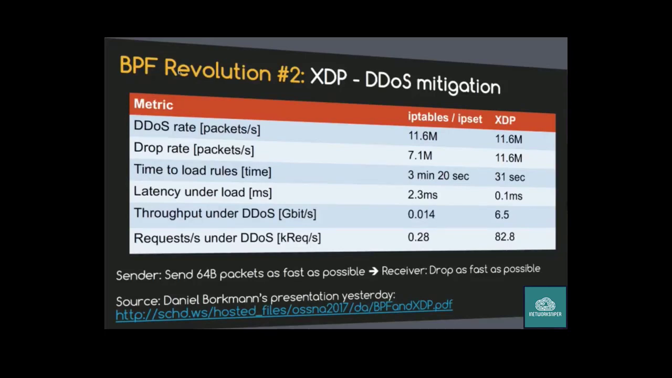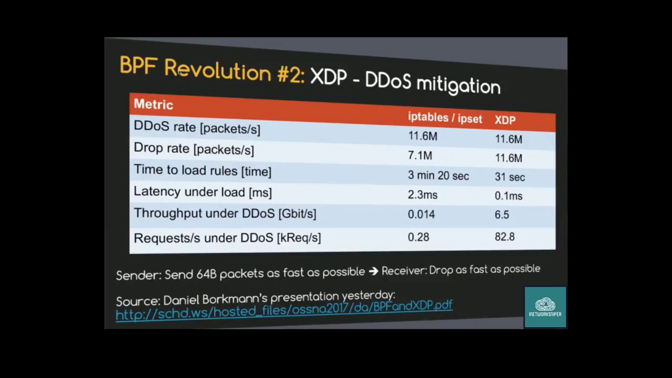What about the latency and throughput of a machine while it's under a DDoS attack? If you're running IPset-based filtering, the latency goes up to 2.3 milliseconds, and the throughput goes to like 0.014 gigabits, basically nothing. While with XDP, the latency stays extremely low, and we can still use a good portion of our bandwidth. In terms of handling TCP requests per second, that's the lowest metric. With iptables IPset-based filtering, we can do a couple of hundred requests per second. If you have an XDP-based filter, we can still handle thousands of requests per second. So even though the machine was under a DDoS attack, it remains reachable with low latency and can actually handle workloads. This is how Linux in the future will be capable of protecting itself from DDoS attacks.